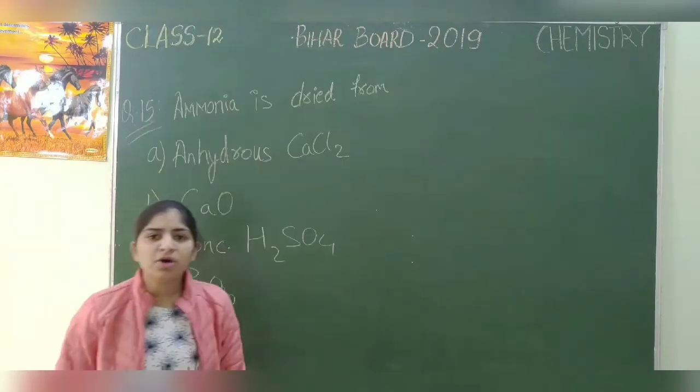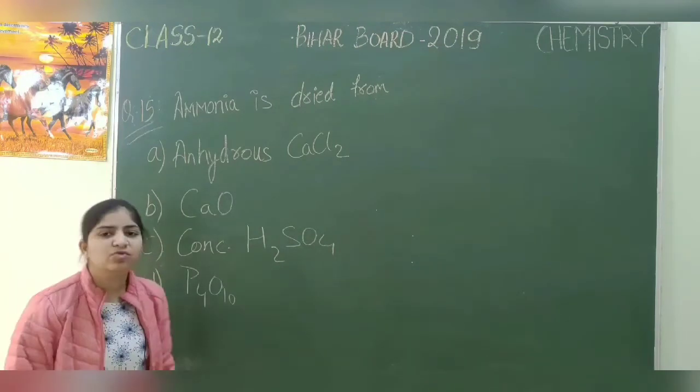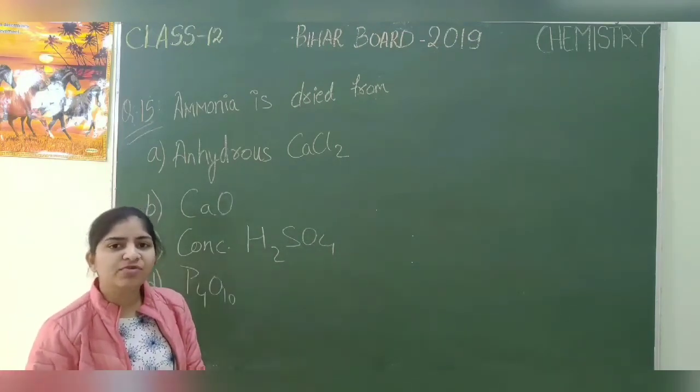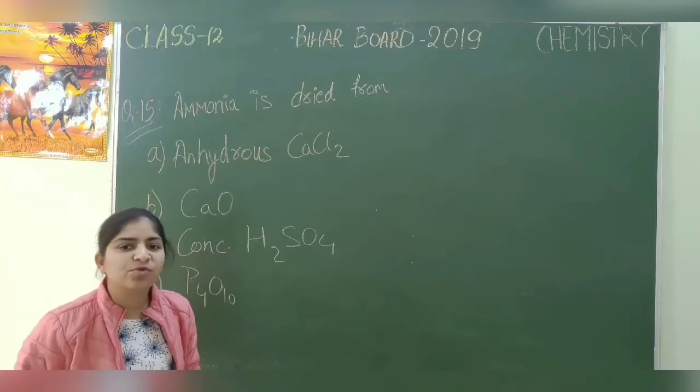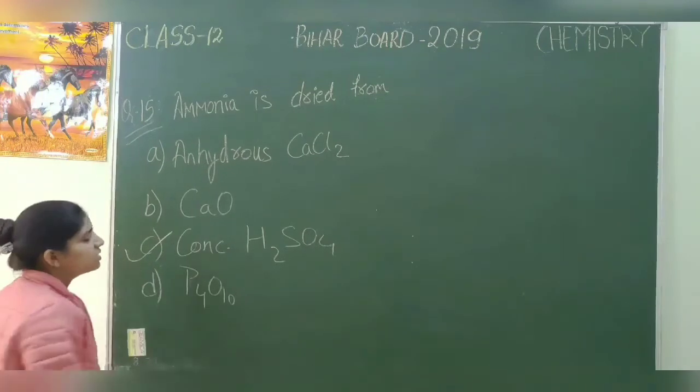Now come to next question, that is ammonia is derived from, as we know that ammonia is derived from concentrated H2SO4. So we can say that option C is our answer.